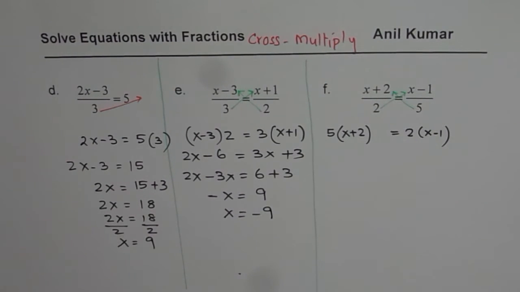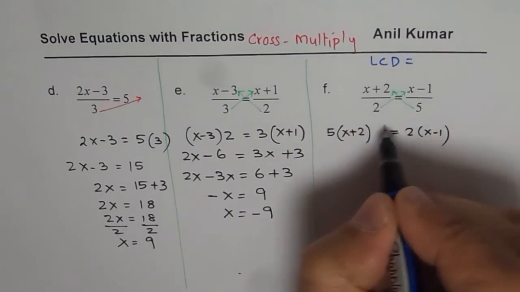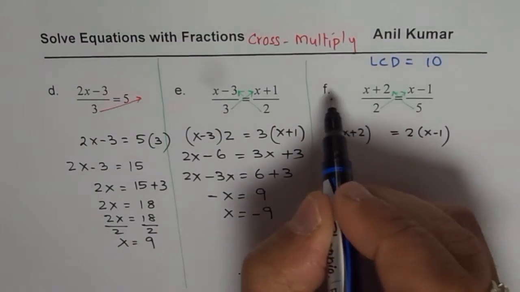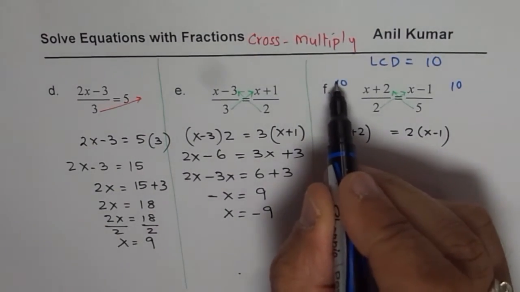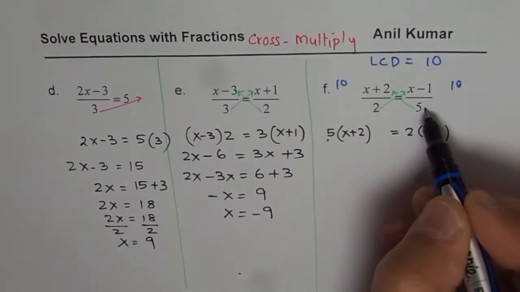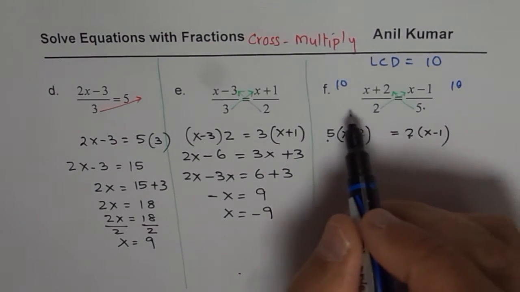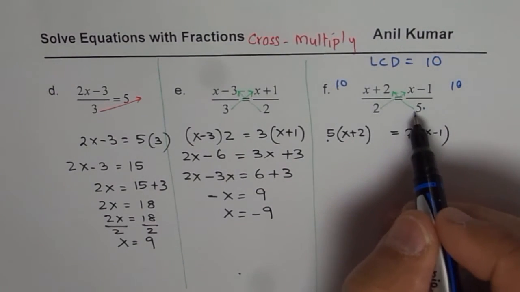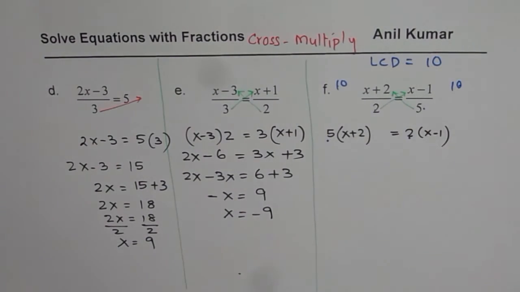Well, some of you can also multiply by the lowest common denominator, which in this case is 10. So if you multiply by 10 on both sides, then also it simplifies to 5. 10 divided by 2 is 5. Do you get the answer? 10 divided by 5 is 2, right? So that also works. So you could do common denominator and then solve, or cross multiply is better when you have ratio kind of equations to solve.